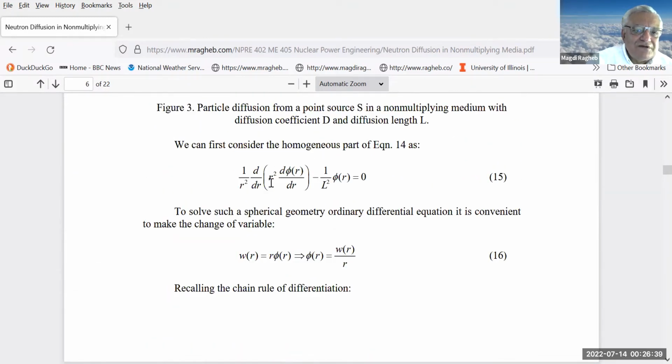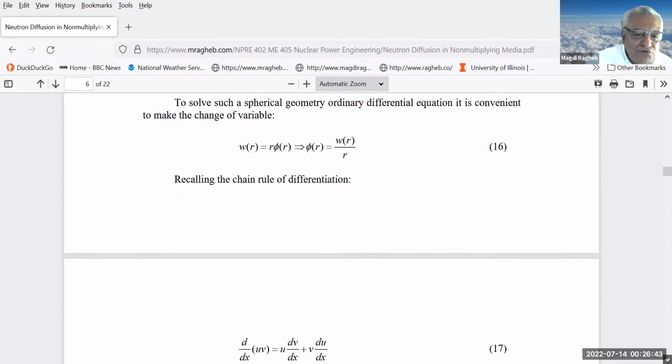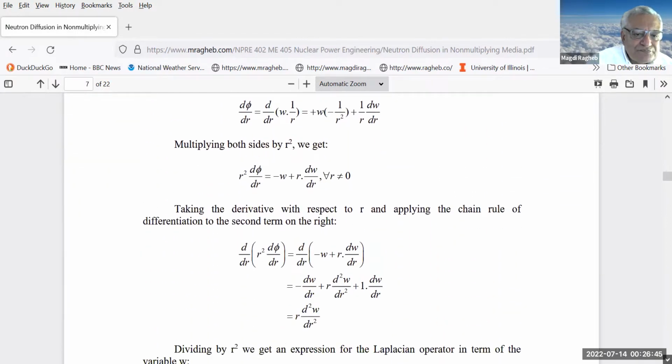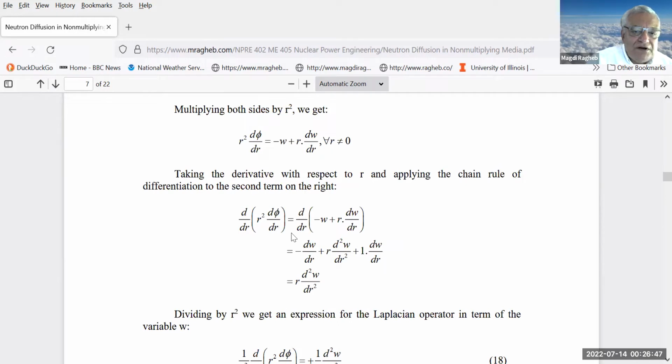All right, in the Laplacian, we have now a d by dr of r squared d phi by dr. Now we are faced again with the chain rule of differentiation. So we take d by dr of minus w. That's simple, that's minus dw by dr right here. But then we have to take the derivative of r dw by dr with respect to r. So we have again the chain rule of differentiation to be applied.